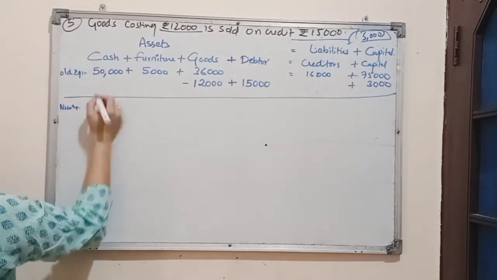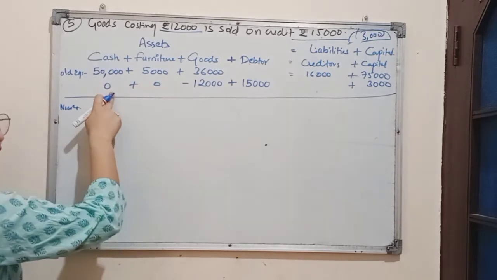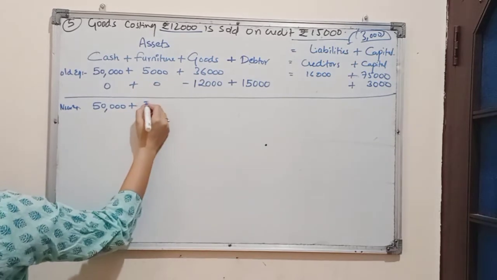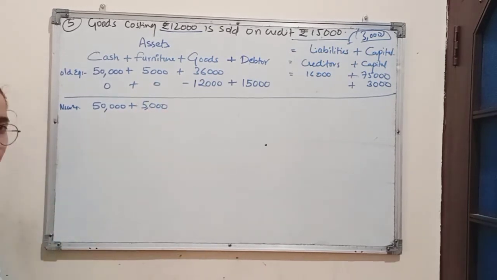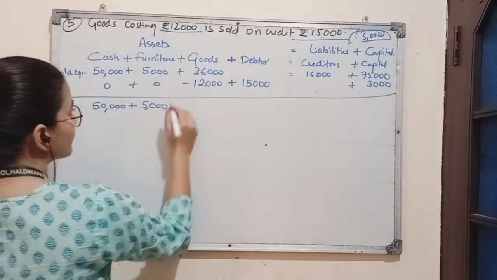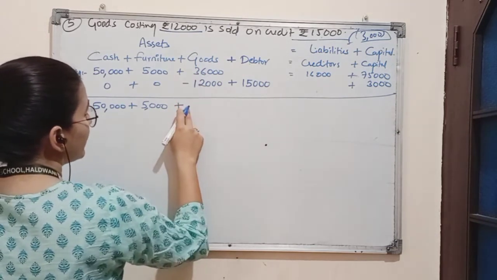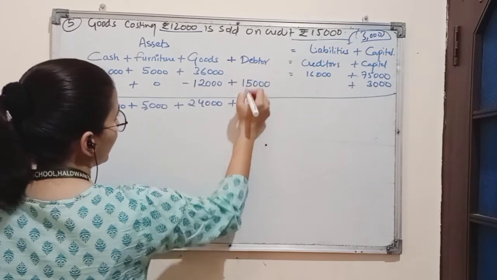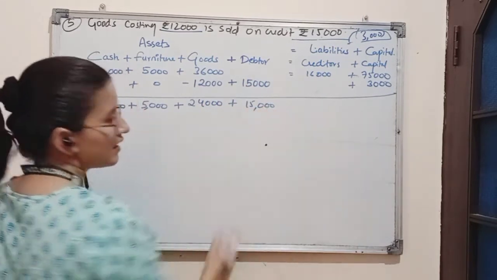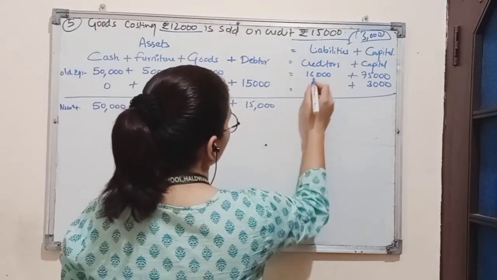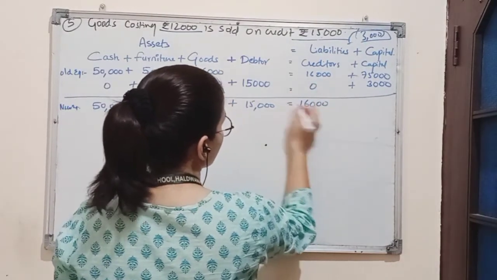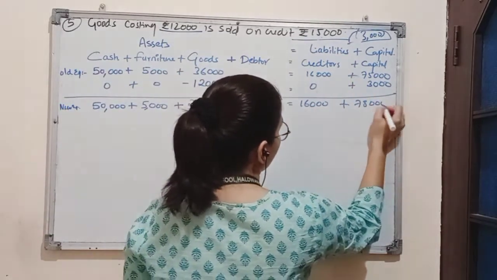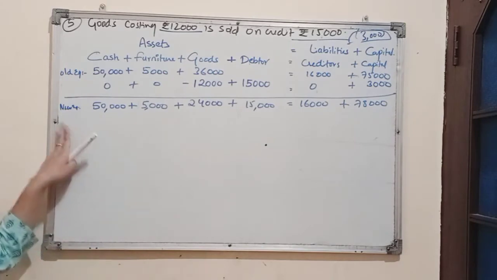The new equation will be: there was no effect in the cash column, so cash will remain the same, 50,000. Furniture amounting to rupees 5,000. Goods amounting to rupees 24,000. Debtor 15,000. Creditors amounting to rupees 60,000 and capital amounting to rupees 78,000. So this is the new equation.